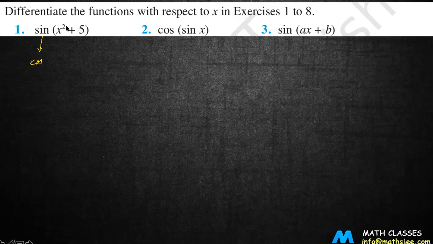Now, you have taken care of this. Whatever is inside, you then have to differentiate that. You know that the derivative of x square is 2x, and the derivative of 5 is 0. And you will keep on going like this until you reach the last variable or the last function itself. This is called the chain rule. You'll get to know this with these first three questions.